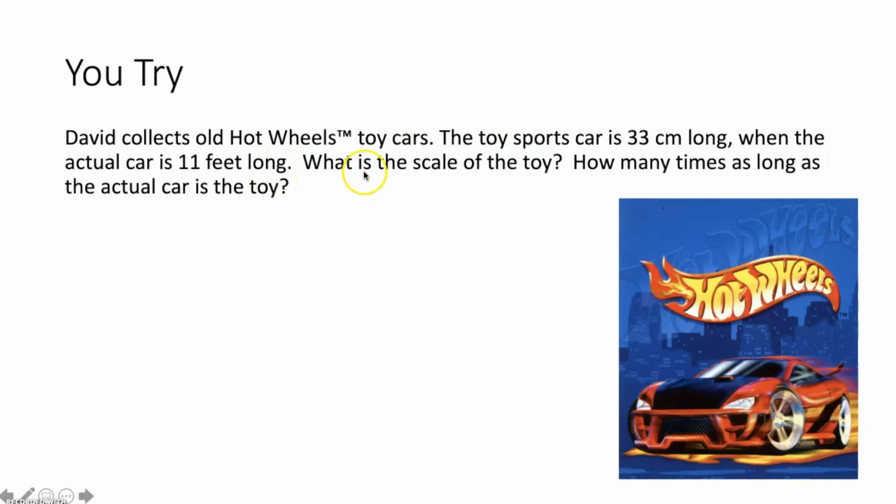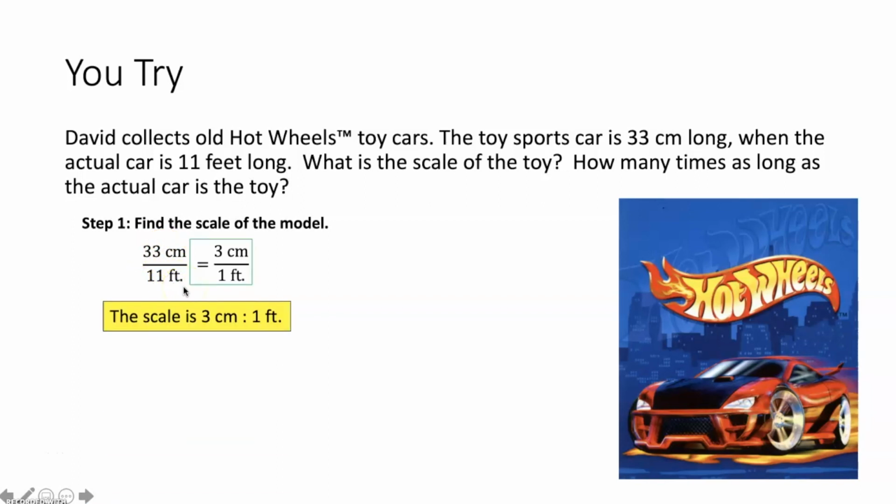So the first thing we have to do is find the scale of the toy car. And remember, that's easy. You just create the simplified ratio of the measurement of your toy car over the measurement of your actual car. So that would be 33 centimeters over 11 feet. Now, if we were to simplify this, all we have to do is divide the numerator and denominator by 11, and we end up getting a scale of 3 centimeters to 1 foot. So 3 centimeters on your toy car represents 1 foot in the actual car.